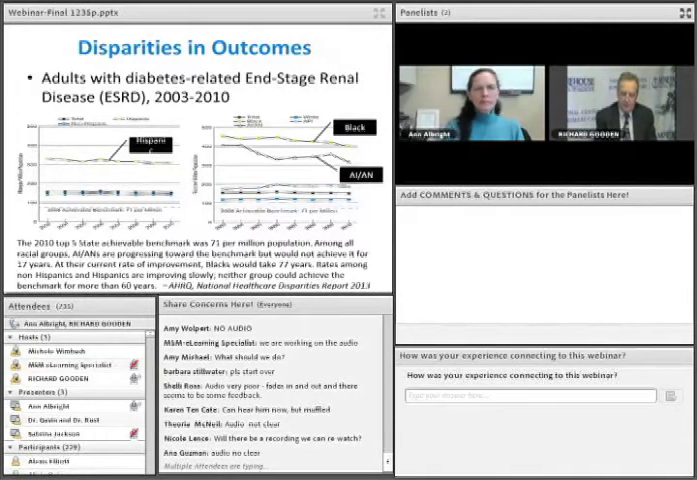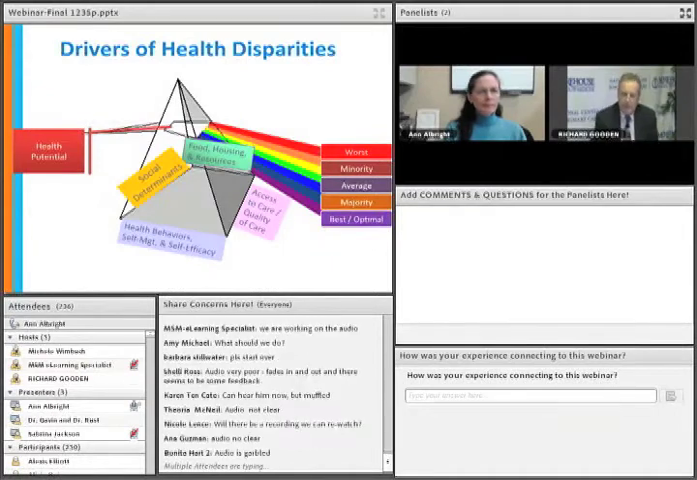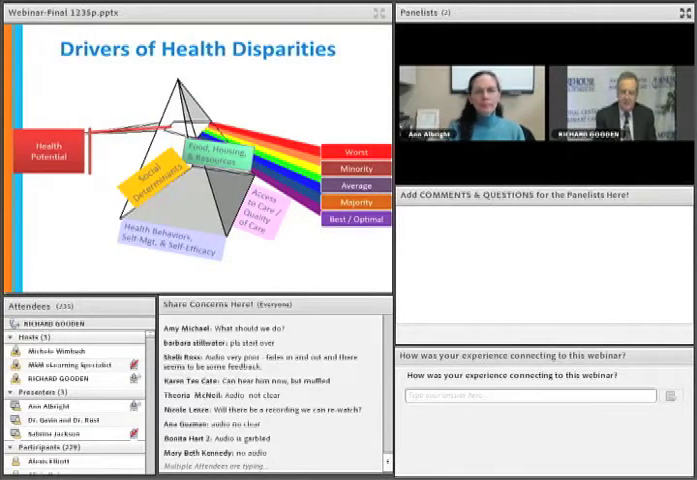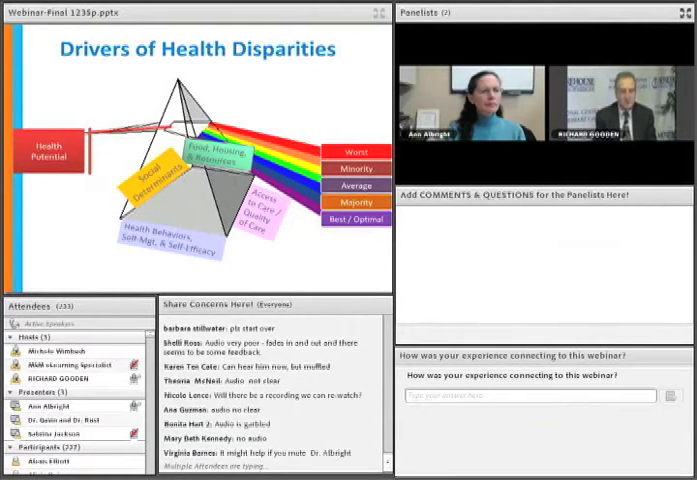Now, there's a lot of things that drive health disparities. We're going to talk about those today with our panelists. It is not just one thing. It's not just access to care, but access to care, health behavior, self-management, self-efficacy, poverty, social determinants, all these things involved in causing, contributing to health disparities.